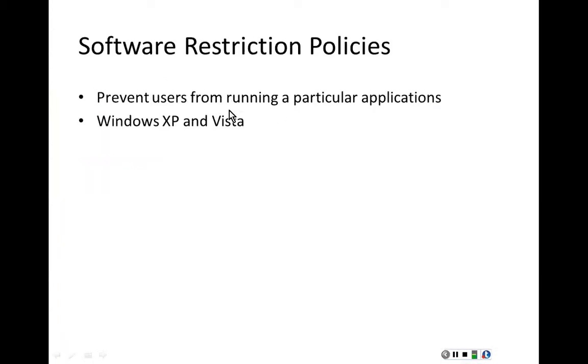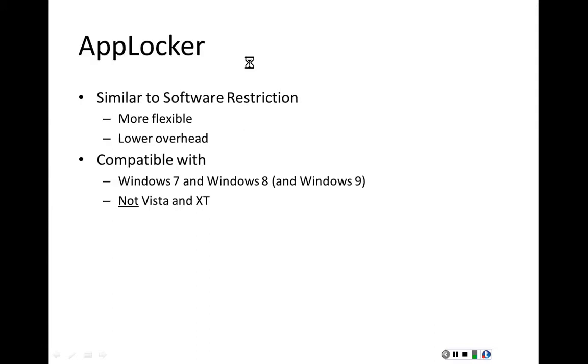Software restriction policies can be used to prevent users from running particular applications, and they're used in XP and Vista. And if you have an organization that's running XP and Vista, as many still are, then you would use software restriction policies. But if you're using Windows 7, then you would use AppLocker.